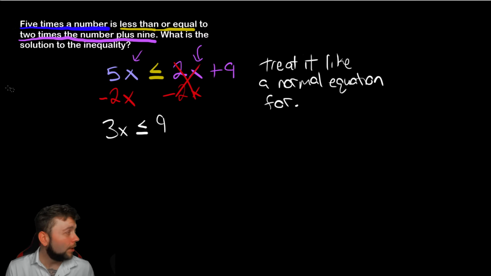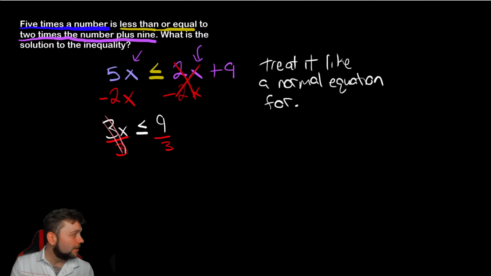Now what's happening between our coefficient and our variable? It's multiplication, so we must divide. We must divide both sides of the equation. And our 3's cancel out. And what is 9 divided by 3? We are left with our solution of x is less than or equal to 3.